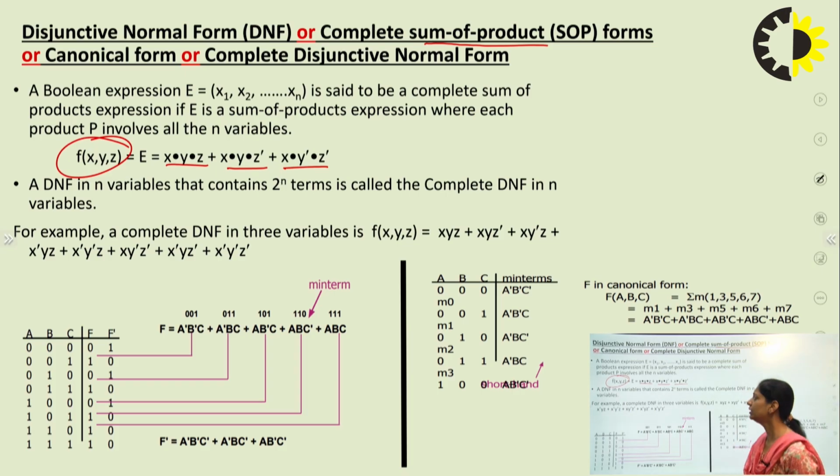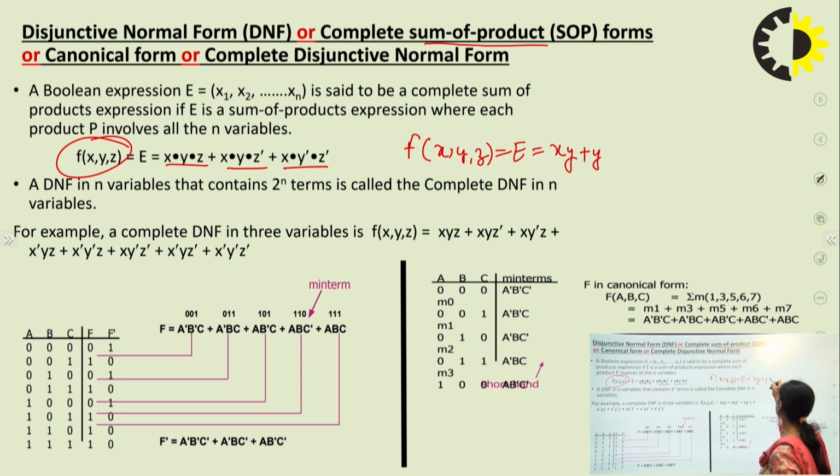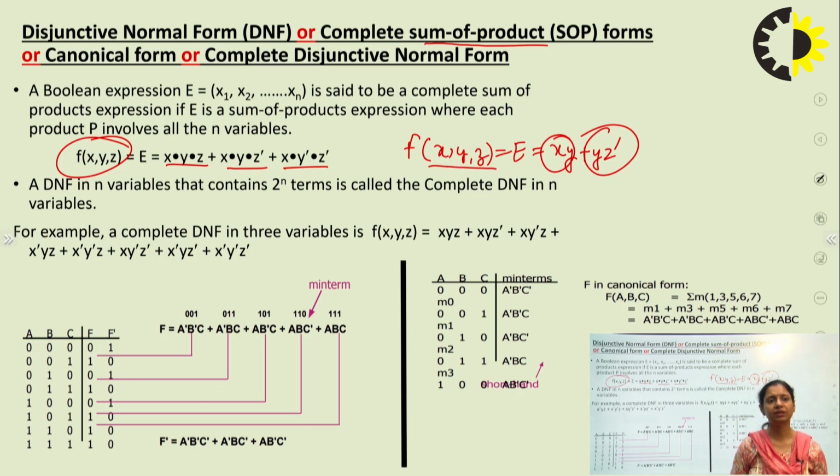That is very important. If I just write it as f(x, y, z) equal to xy plus yz', then this will not be in the SOP form. We need to have all the minterms containing all the variables together. If any of the variables is missing, we need to introduce that variable into that expression. Only then it will be considered as a proper SOP form.